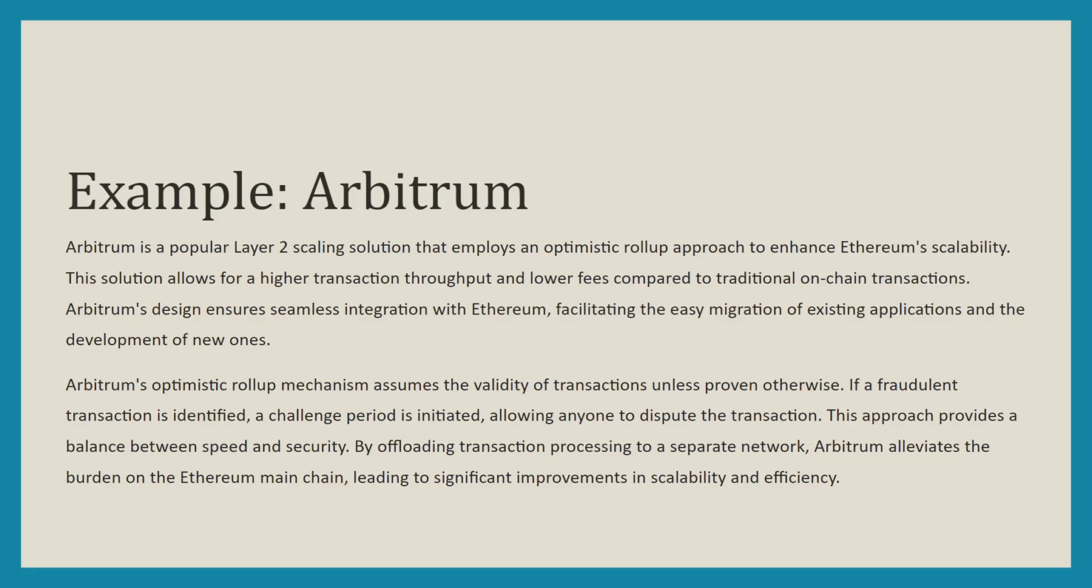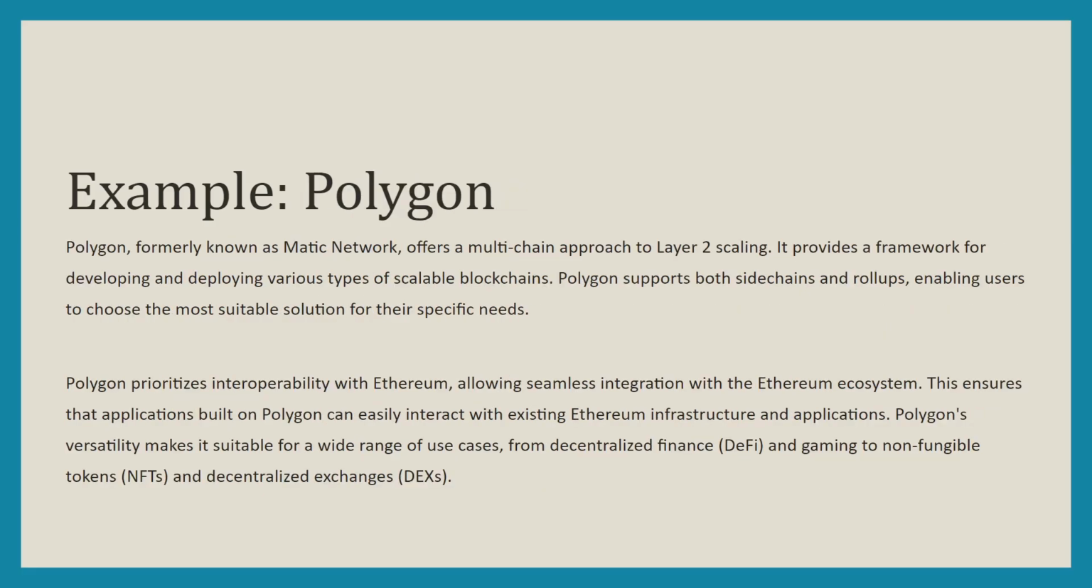Arbitrum's optimistic roll-up mechanism assumes the validity of transactions unless proven otherwise. If a fraudulent transaction is identified, a challenge period is initiated, allowing anyone to dispute the transaction. This approach provides a balance between speed and security. By offloading transaction processing to a separate network, Arbitrum alleviates the burden on the Ethereum main chain, leading to significant improvements in scalability and efficiency.